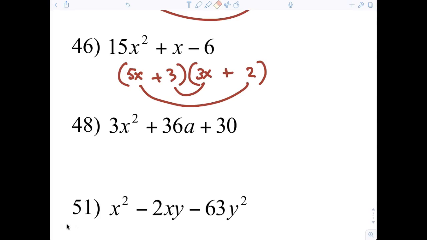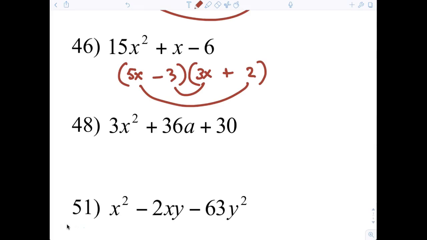Wait, why? Aren't they both negative? Remember, if they're both negative, you're going to add them. Hey, I'm trying to get through, okay? I don't want to be interrupted by you.